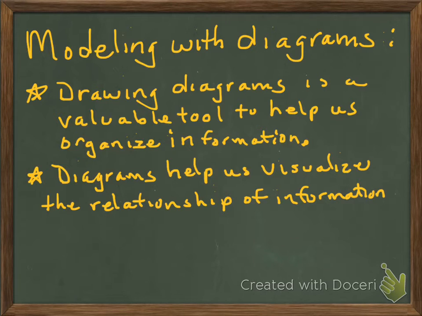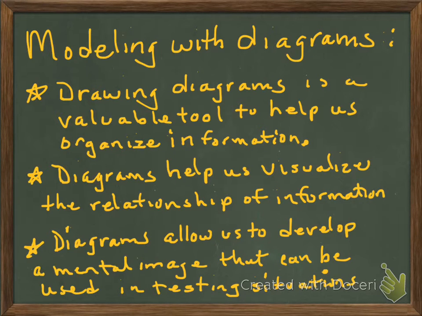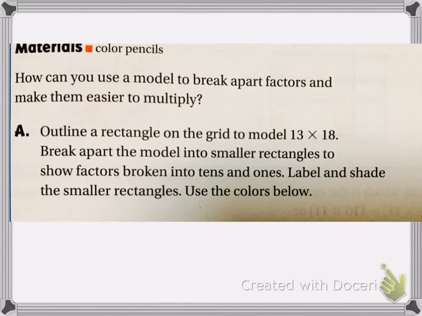And finally, diagrams allow us to develop a mental image that can be used in testing situations, and this will allow us a lot of flexibility in terms of what it is that we're doing. So let's get started. The first thing we'll need is some colored pencils, and we'll need some grid paper when you get into the actual activity. I'm going to model this for you.